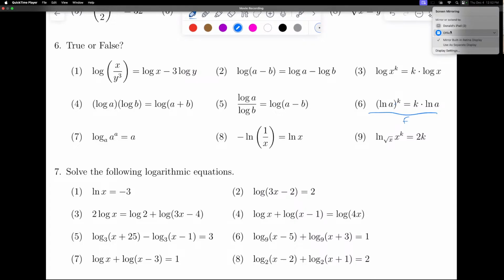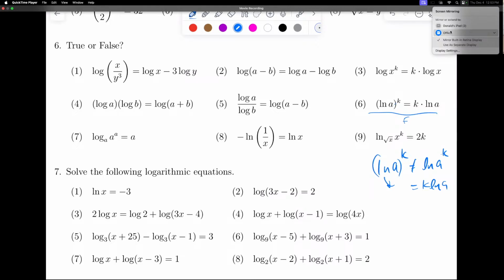Because there's a parenthesis, there's no parenthesis there. So it'll be ln of a parenthesis to the k. That's not the same thing as ln of a to the k, because one has a parenthesis, one has no parenthesis. This one can be written as k ln of a. This one cannot, because it's the whole thing to the k. Okay, so that's 6.6.